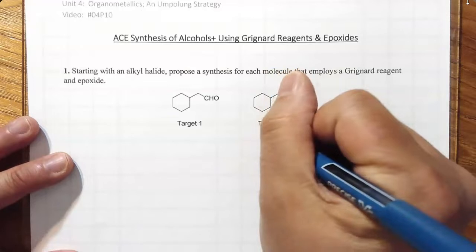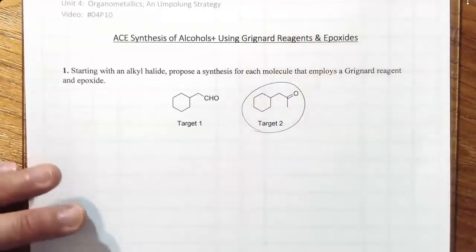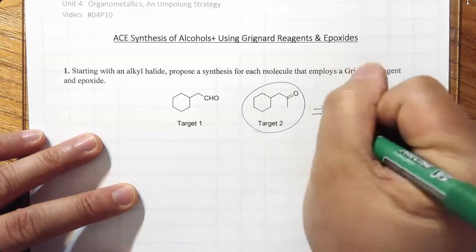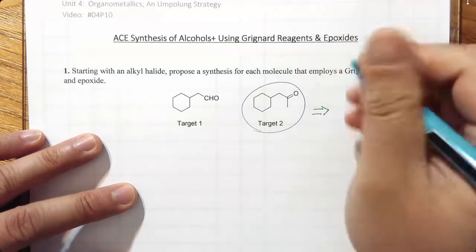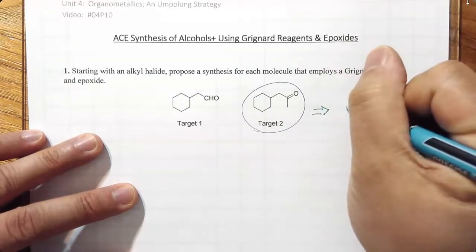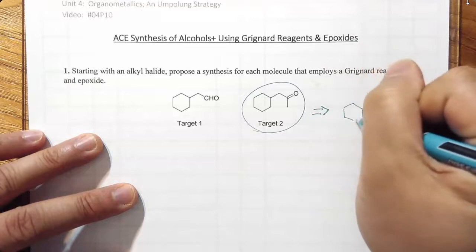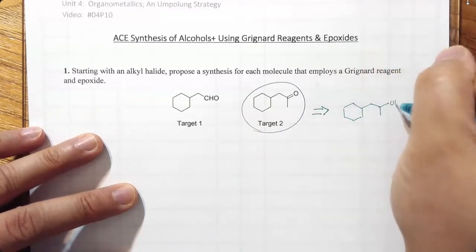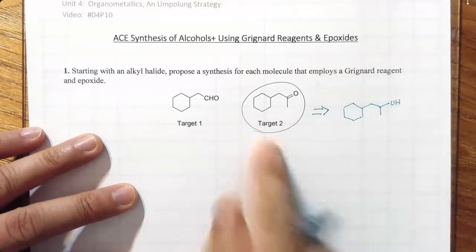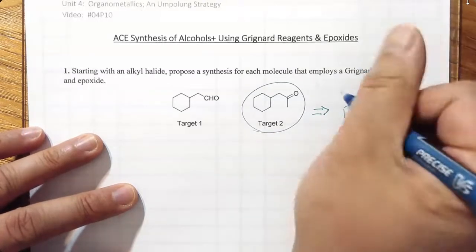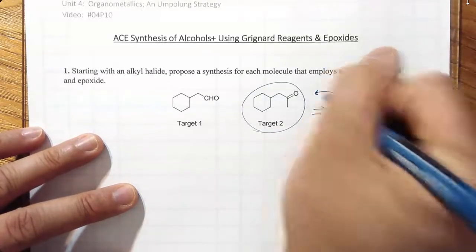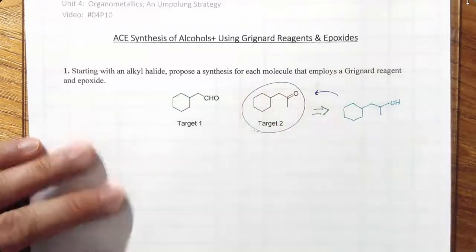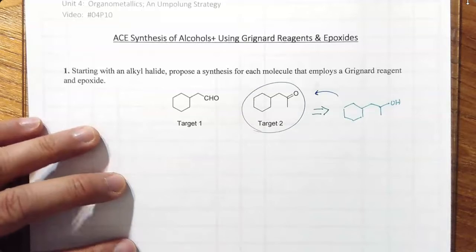For target number 2, my retrosynthetic arrow is going to lead to an alcohol that I think I need to make to eventually get to my target. Right, and then we'll have to think of a reaction that goes from here to there. But if I can make this alcohol using the Grignard reagent and an epoxide, I think the synthesis will work.